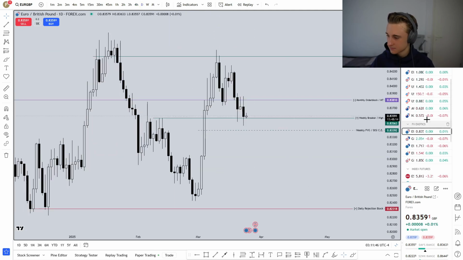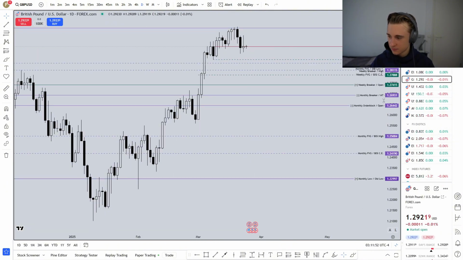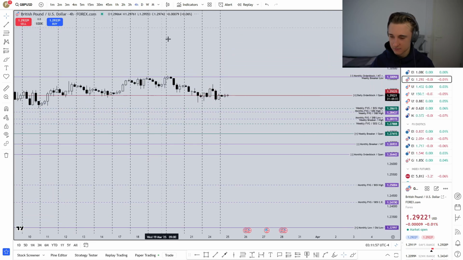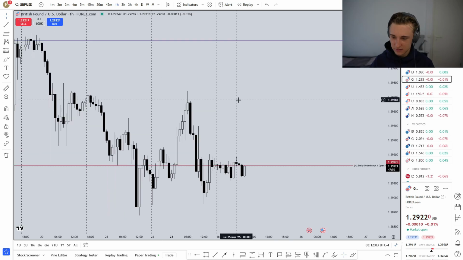So let's see. That's why GBP USD is quite resilient to trade to the downside. We're still at this daily order block open, and let's see what the market offers.